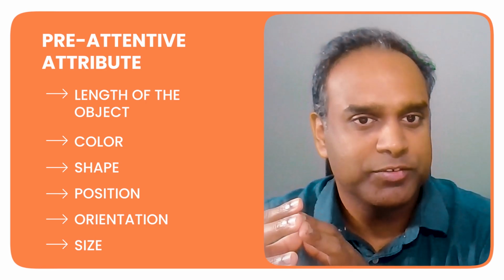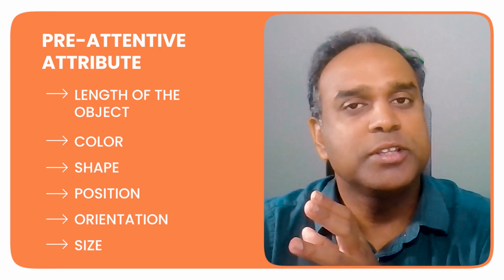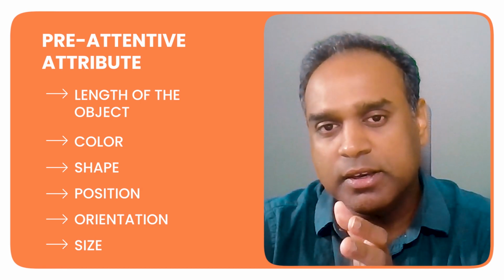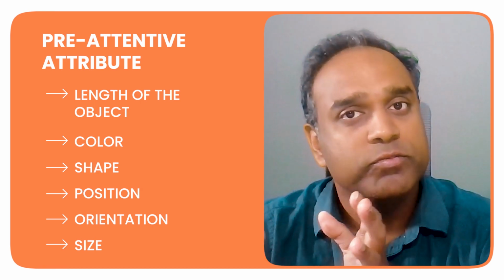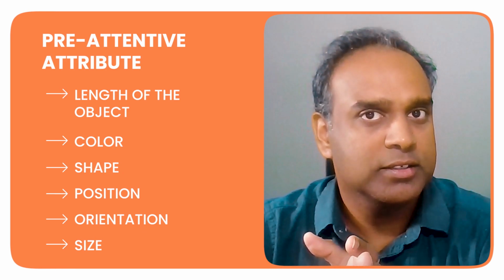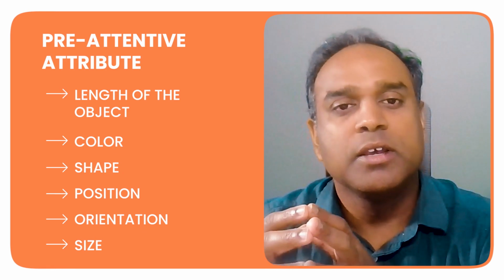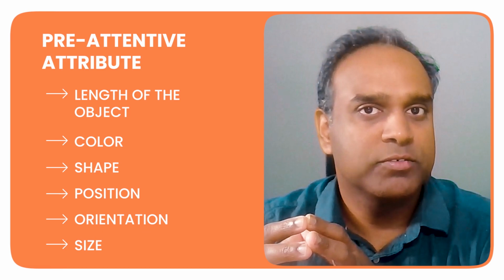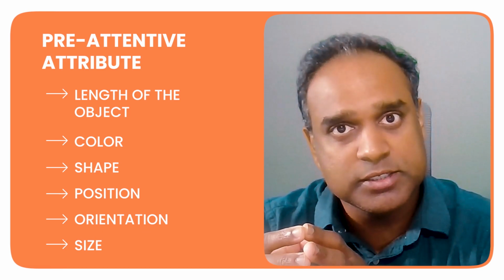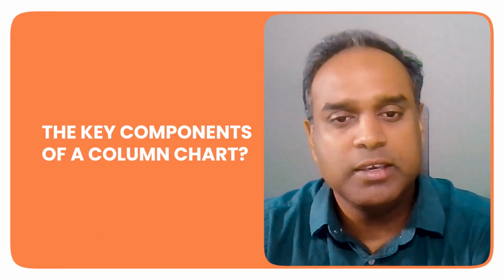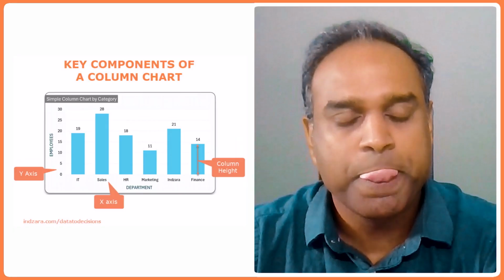Ultimately, that is what we are after. We want to present the data so that the user can quickly understand without any confusion on what they are looking at. And so for that purpose, a column chart can be effective compared to tables in most cases. Now, what are the key components of a column chart?